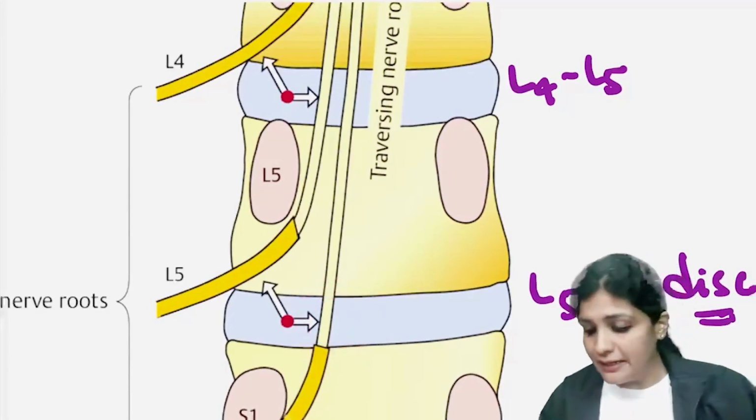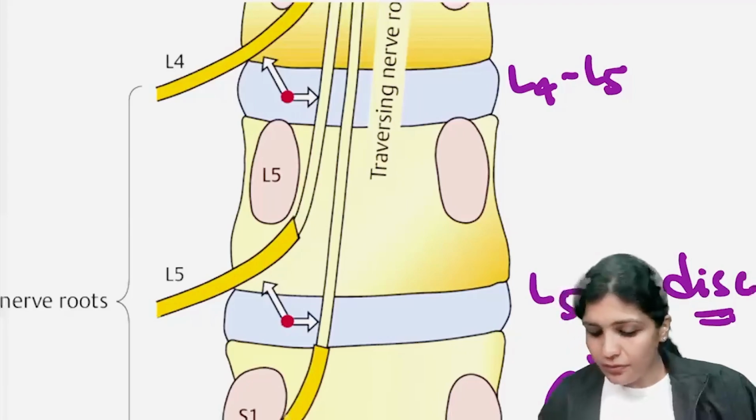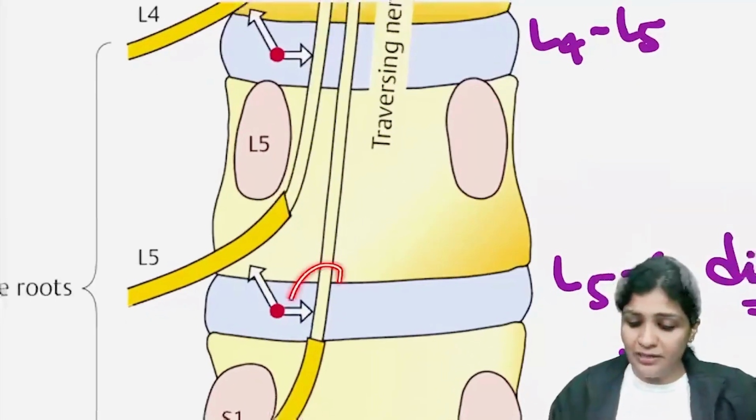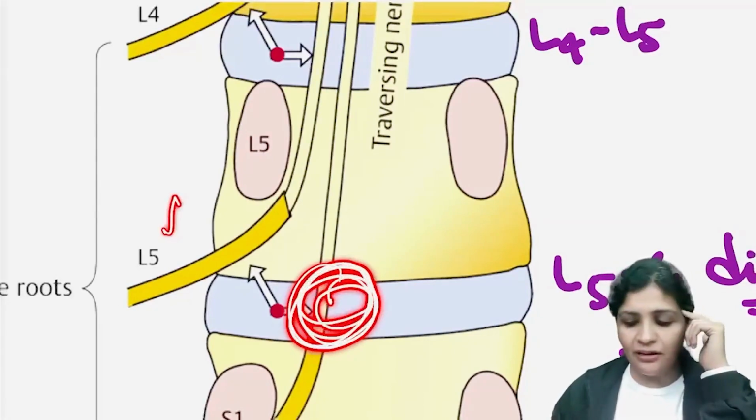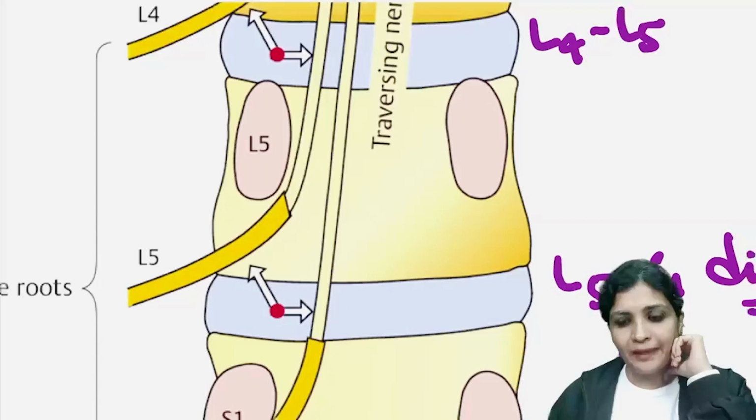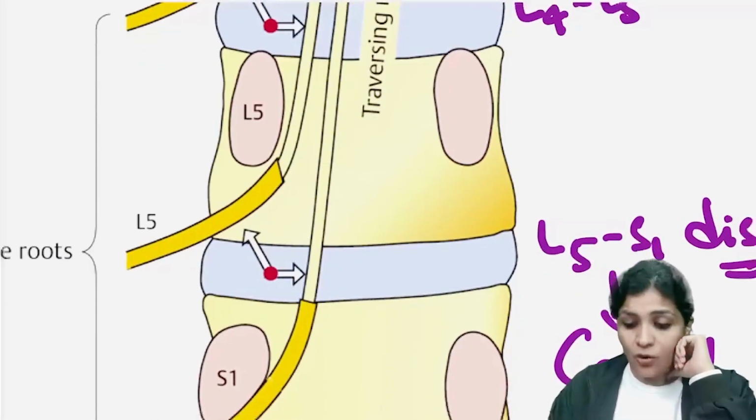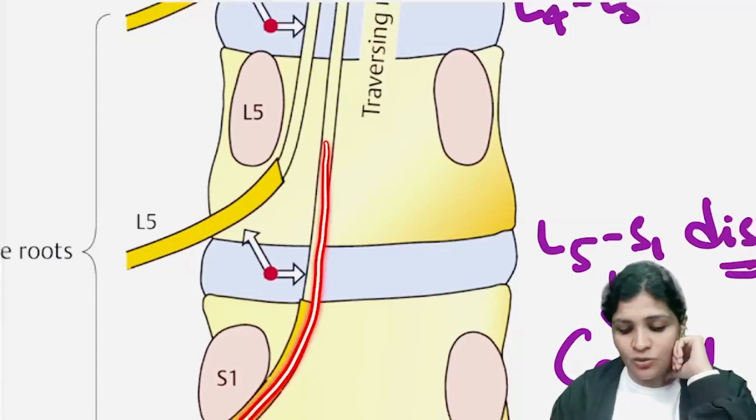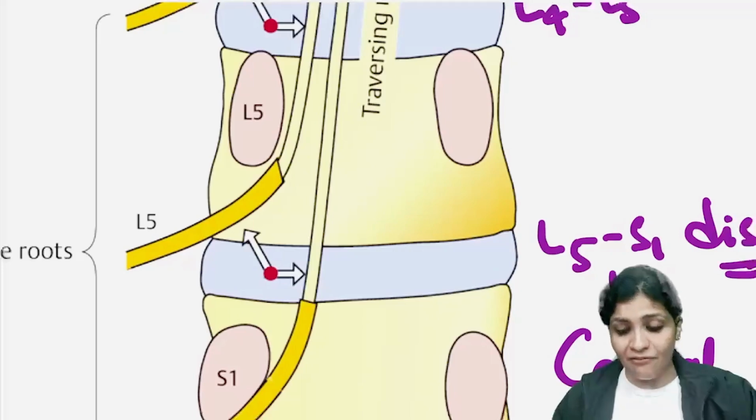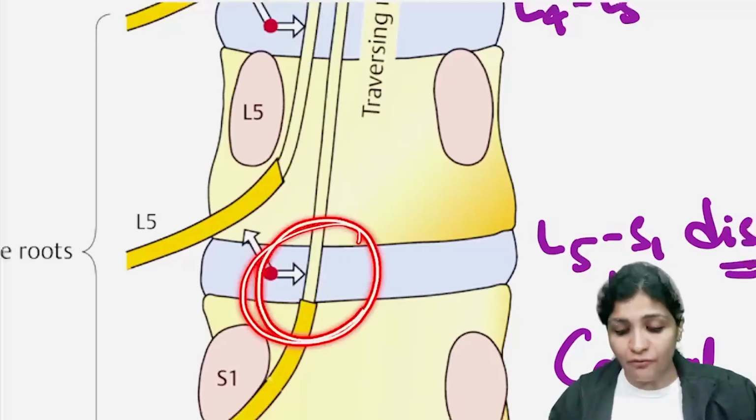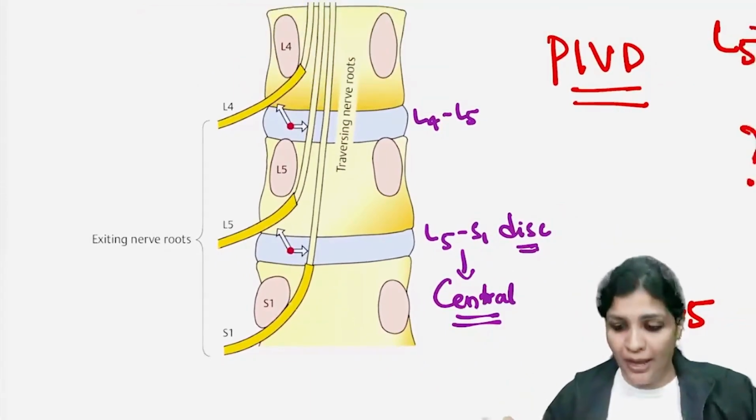In case of central disc bulge, just imagine now there is a disc bulge here. Now which nerve is getting affected? Is it the L5 nerve root or the S1 nerve root? The S1 nerve root, because this is the nerve root which is crossing the L5 S1 disc and goes to the next foramen. That is why this is called the traversing nerve root. So this nerve root is affected whenever it is a central disc prolapse.